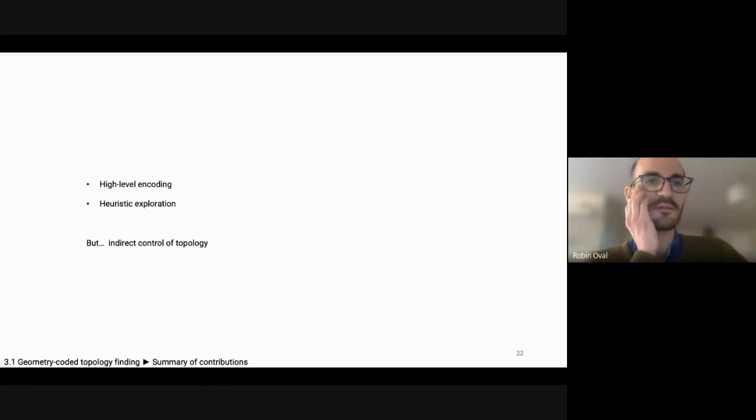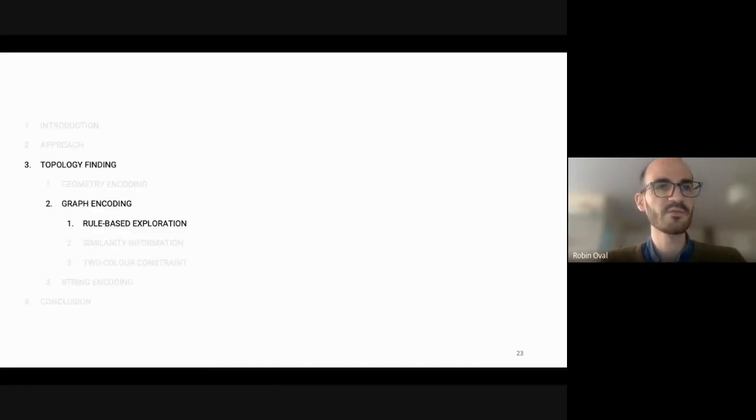So here I presented a method for geometry encoded topology finding. So there's this high-level approach that's intuitive for the designer because you're only playing with a surface, its boundary, and curves and points on it, and that follows a heuristic approach. So as I showed, you might make good guesses or bad ones. But the challenge is that here you don't have direct control on the topology. So you cannot explicitly change the relation between the singularities. It's done only through geometrical objects. So that's why I moved to a second approach, which is graph encoding.